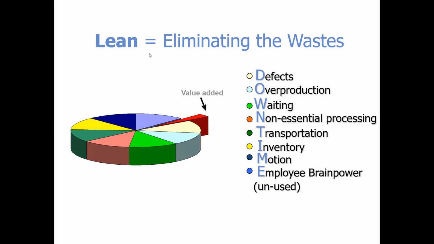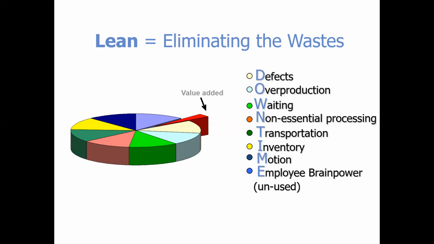Then non-essential processing means that we're doing more work, doing extra stuff to the part that maybe we don't need to do. This could be extra quality testing or extra inspections or anything like that. Then transportation means unnecessary movement of materials. There's a distinction between the waste of extra transport and excess motion. Motion means people moving.